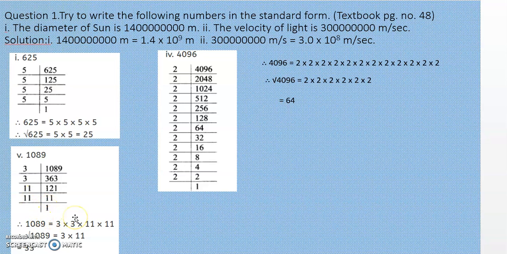First write in the multiplication form. This 1089, so that is the prime factor multiplication form. Then make groups. 3 into 3, that is one group.